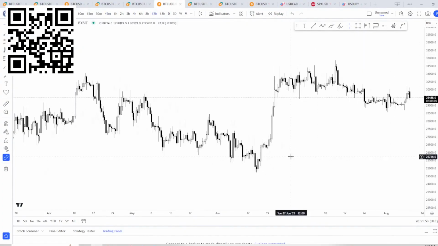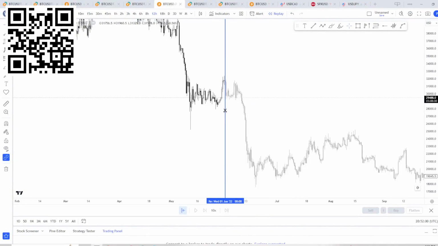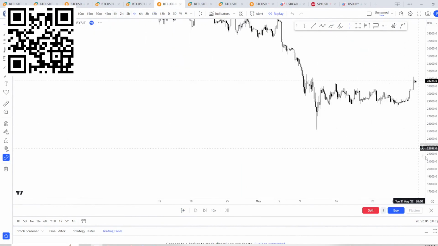Let's see if we can find something that's not as clear cut as the previous one. All right, let's go to about, see that high peak right there? Let's go to that high peak, see what we get. Let's go back to the 4-hour.